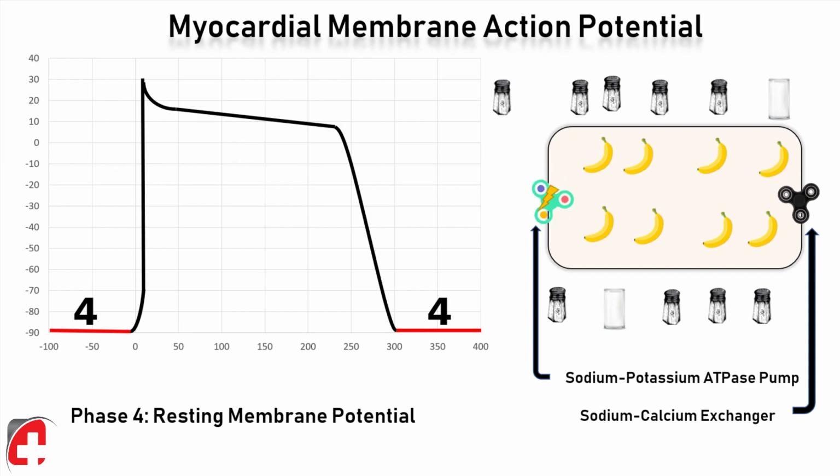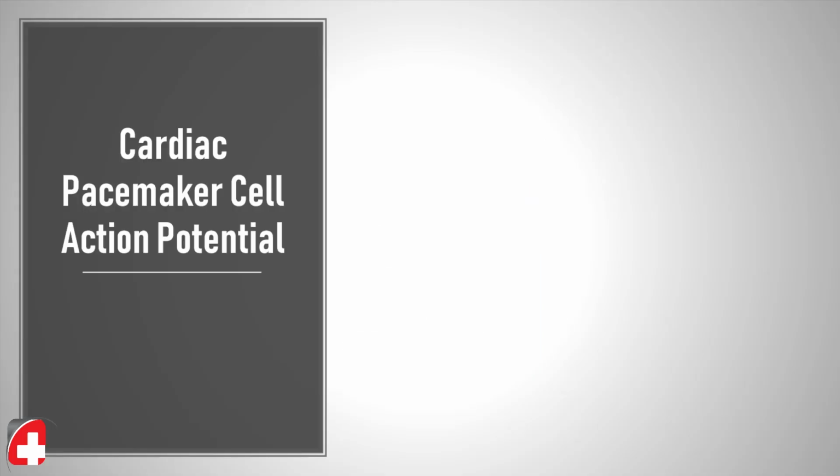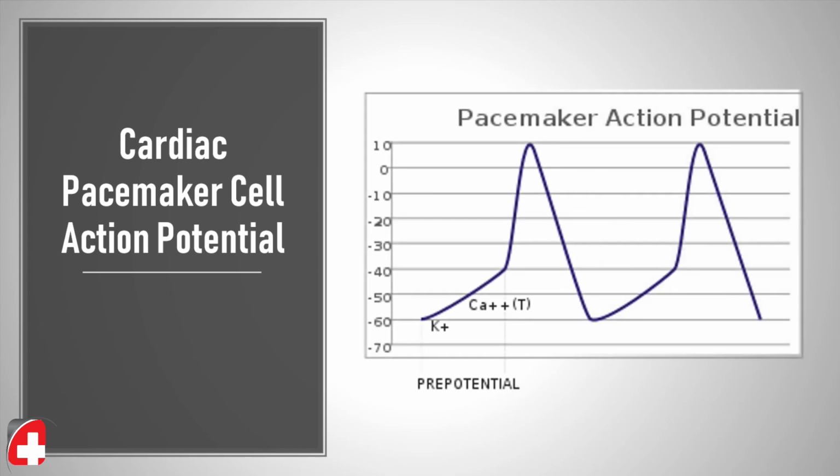So this is what the myocardial membrane potential looks like for a regular cardiac muscle cell. The cardiac pacemaker cell action potential is a little bit different. Now, these pacemaker cells are a little bit leaky. They don't stay at negative 90 millivolts. Their energy continues to climb, and in the case of, say, an SA node, the energy climbs to about negative 40, and at that point, it spontaneously depolarizes.